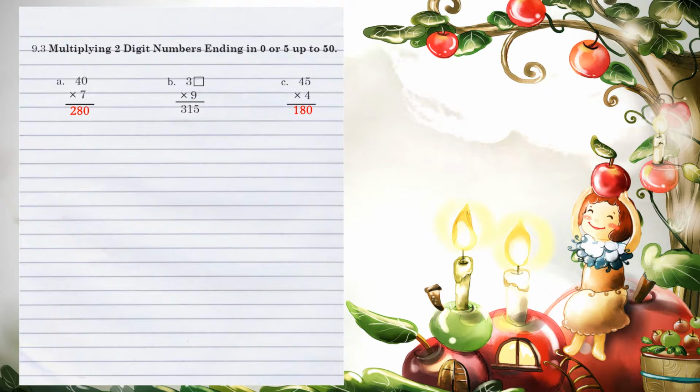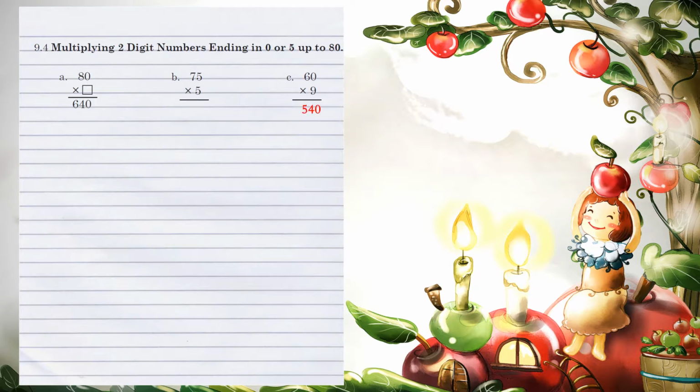Example B. We have a missing number here, and when this number is missing we have to work backwards. So let's start off by looking at 9 times 3 is 27. How much did we have to add then? We had to add 4. So now we have the 4 and the 5 for a number of 45, and we know that 9 times 5 equals 45, so 5 is our missing number.